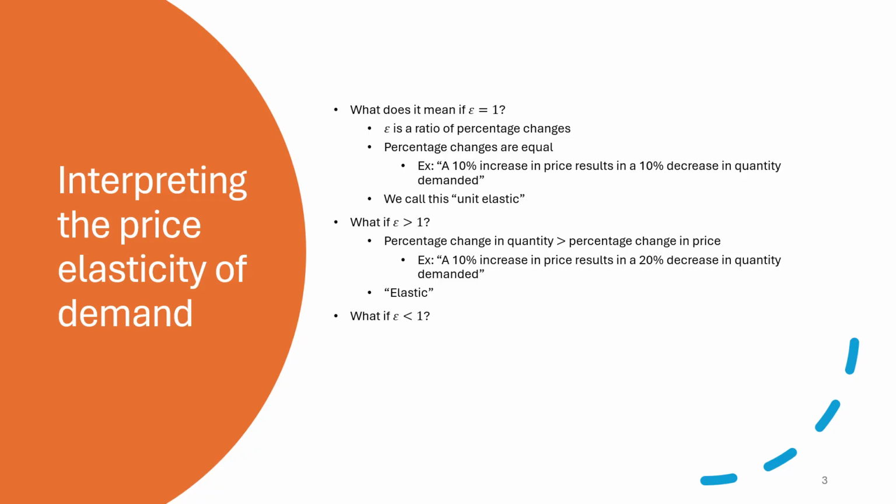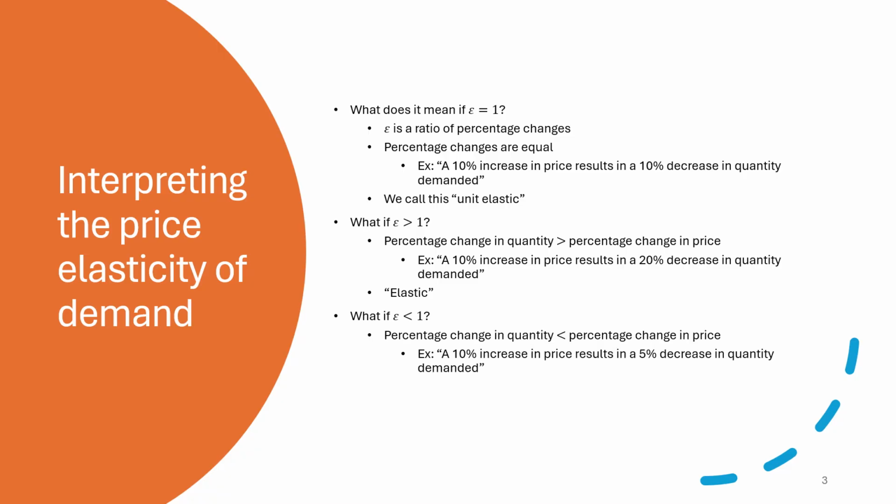And what if epsilon's less than 1? 0.5, for example. Well, that means our percentage change in quantity is smaller than our percentage change in price. So a 10% increase in price will result in a 5% decrease in quantity demanded. We call this kind of demand curve inelastic. We will use these concepts later on when we look at the pricing decisions of firms and how they depend upon the demand elasticity.